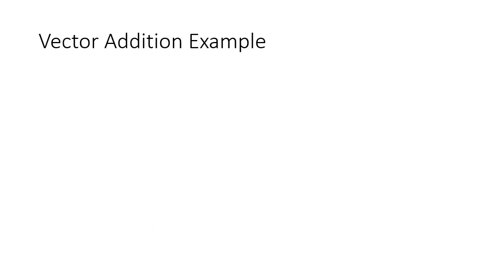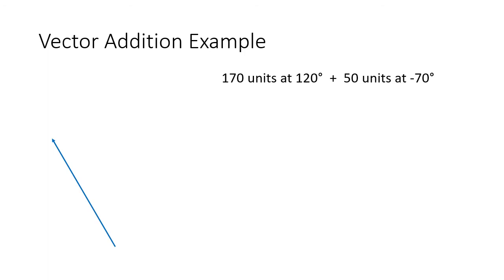The two vectors we're going to add are a vector that is 170 units long at 120 degrees. That blue arrow represents that vector. And we're going to add to it a vector of 50 units in length, pointing in the direction of minus 70 degrees. So there's our diagram showing the green 50 unit vector added to the blue one. As with any vector addition diagram, the resultant, the sum of the two, is the vector that points from where we started to where we ended up. That red vector represents the sum of the blue and the green one.